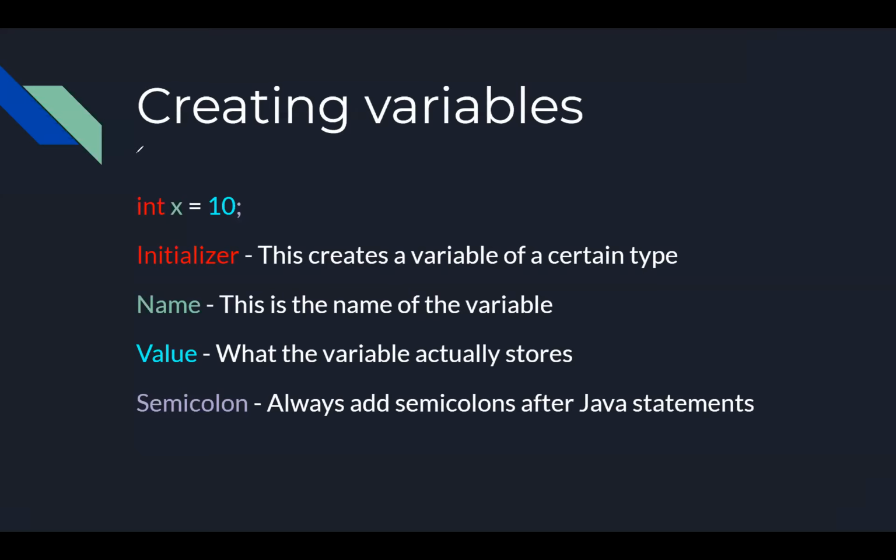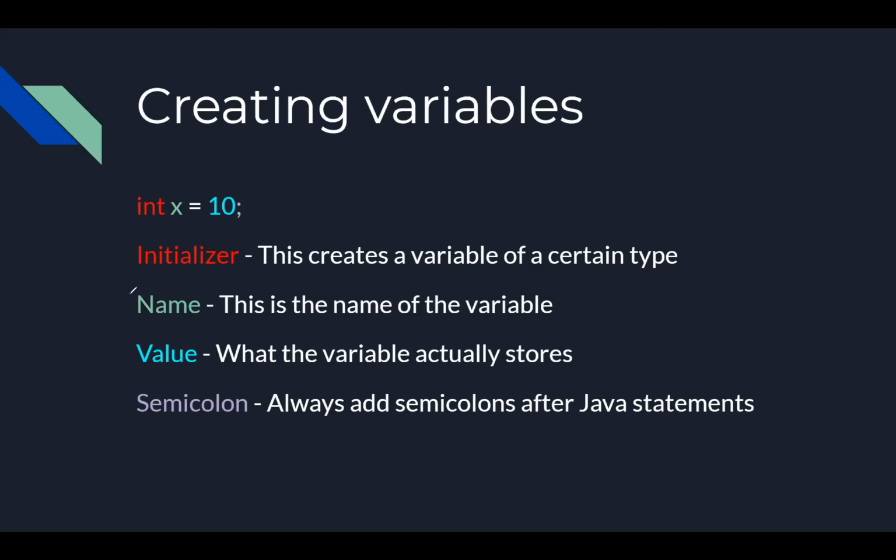This is the statement that you should be using to create an integer variable: int x = 10, and there are a couple of parts to this. The first part is the initializer, the one in red. It creates a variable of a certain type. We could have an initializer of int, string, double, boolean, char, array list, or array. Basically any type; this tells the computer that I'm creating a variable of this type.